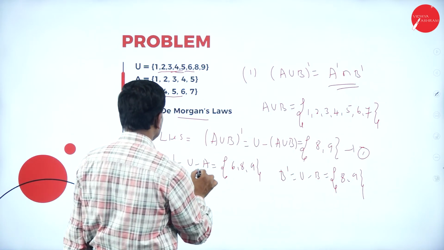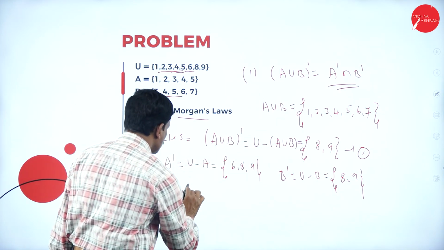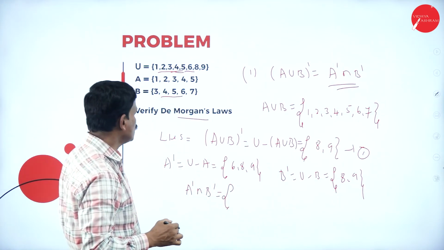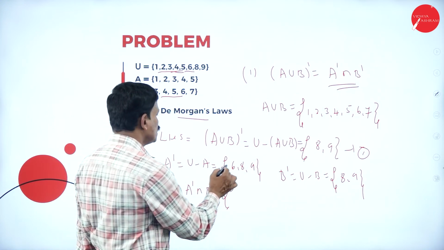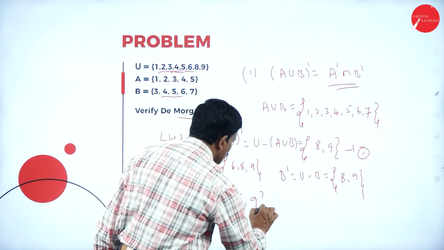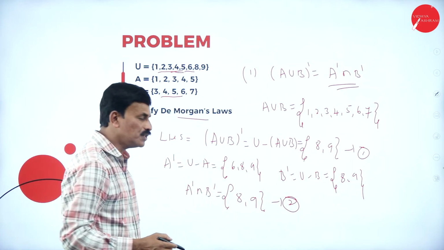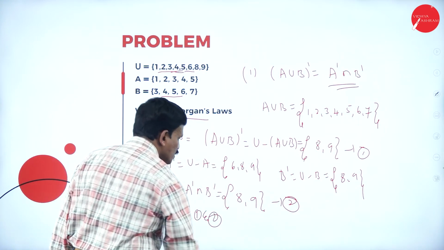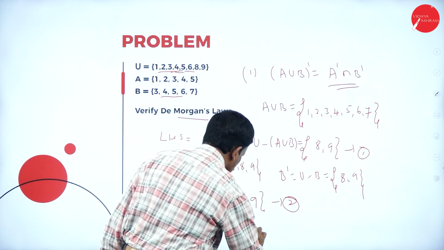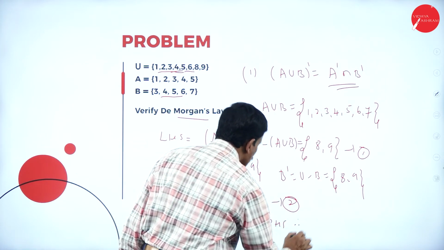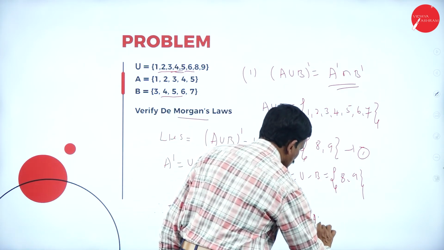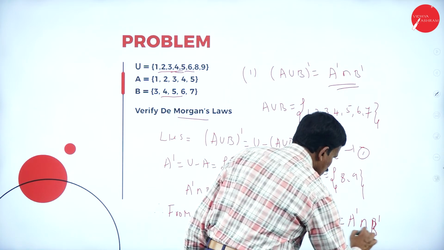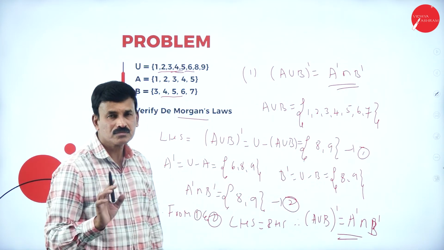So what do we have on the right hand side? The intersection of these two, A dash intersection B dash. What are the elements which are common in A dash and B dash? 6 is not common, so 8 and 9. Let us represent this as equation number 2. Therefore, from 1 and 2, we can say that LHS is equal to RHS. That means (A union B) dash is equal to A dash intersection B dash. That's it.